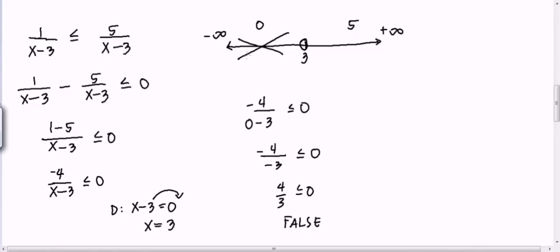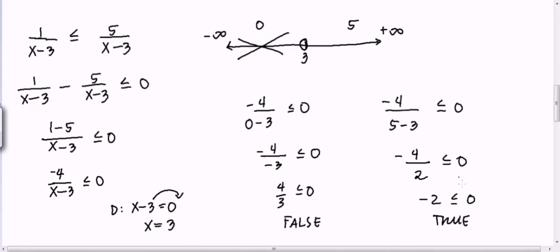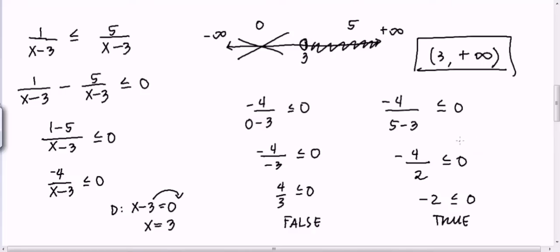So, false to. Okay? Test naman natin yung 5. So, that would be negative 4 over 5 minus 3 less than or equal to 0. So, this one would be negative 4 over positive 2. Okay, so this one is negative 2 less than or equal to 0. This one is true. So, ang interval na nag-true is 3 hanggang positive infinity. So, pag positive or negative infinity, ang gagamitin nyo, symbol niya ay parenthesis. So, the final answer is this one.